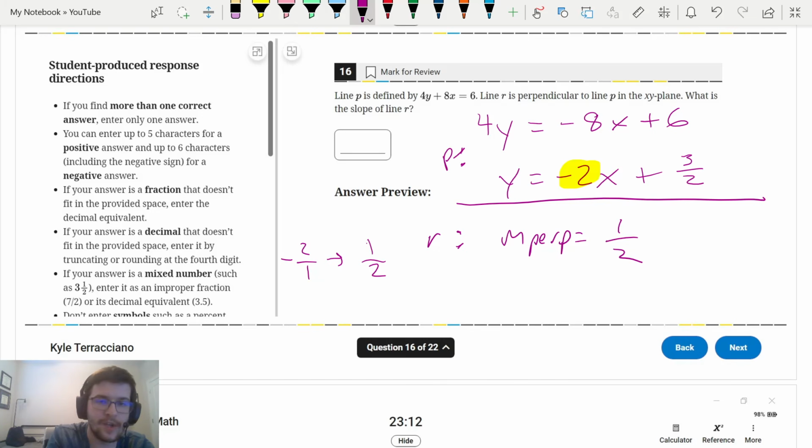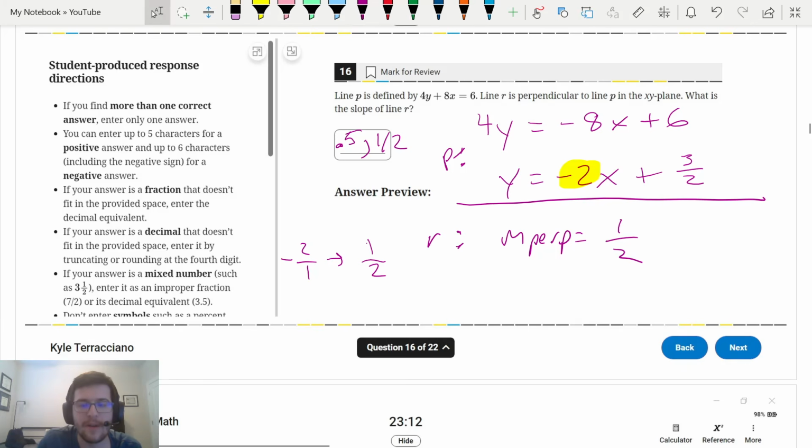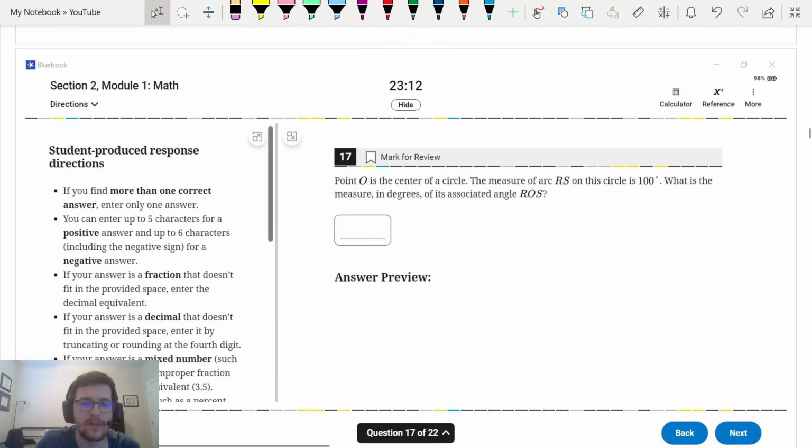So for the answer, don't put both. You could have put 0.5 or you could have put 1/2. Don't put both, just put whatever you think is easier. Personally, I think the fraction is easier. Anyway, all right. We're doing good. We're almost done with the first module.